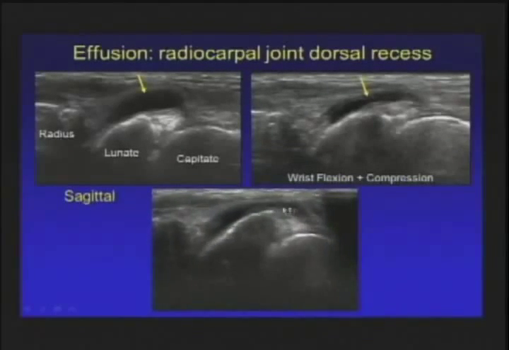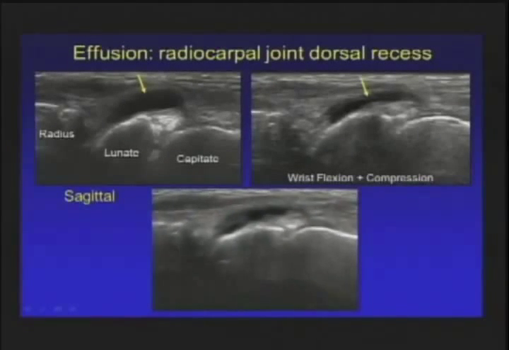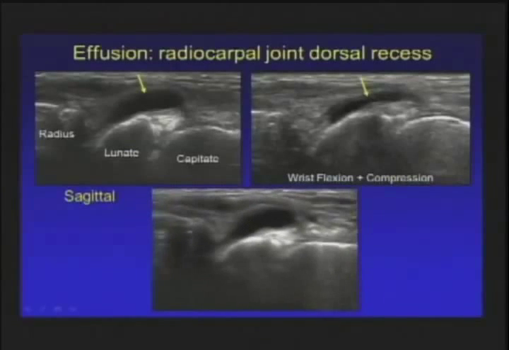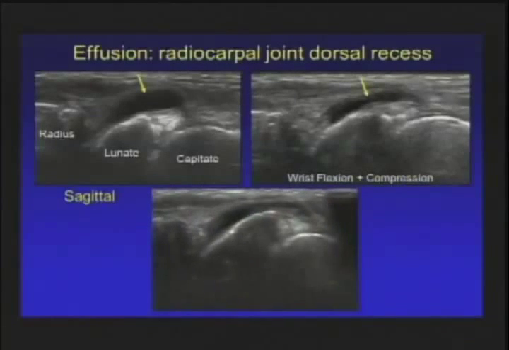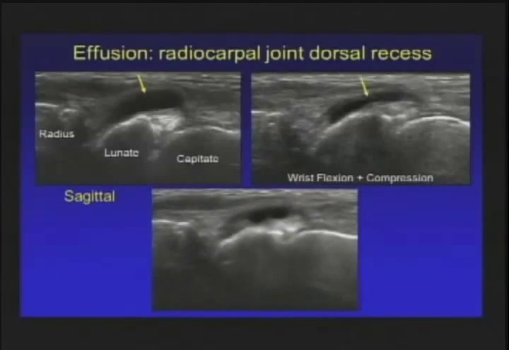will compress and collapse. So we talked about the differentiation between ganglion and a recess or bursa. So when you have an anatomic space, which is a bursa or a joint recess, they tend to collapse with movement and transducer pressure.